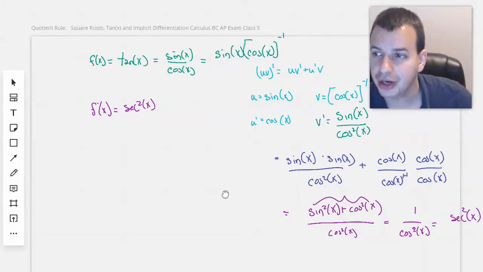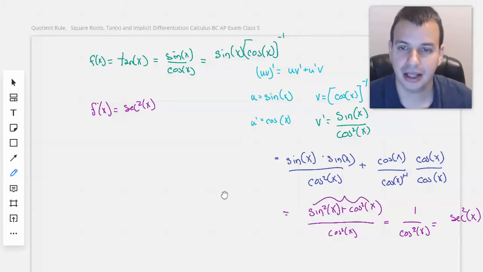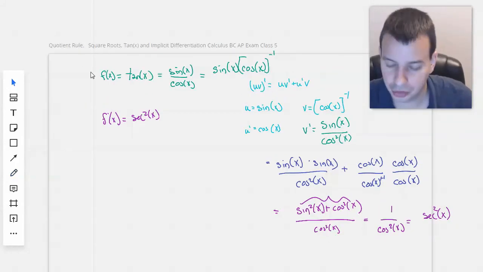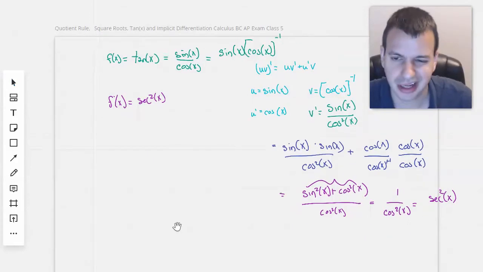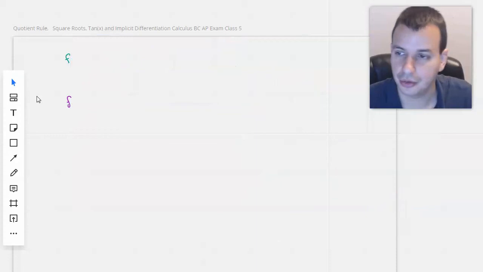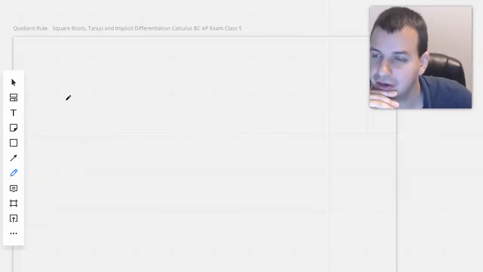Okay, so now that we know the derivative of tangent of x, which you should memorize, and we also showed how you can use the product rule and the chain rule together in place of the quotient rule, which I think is a good technique, we're going to move on to square roots. Now you probably guessed already how to do square roots. Maybe not. They're not hard. You just use the power rule. But it's good to show you just so that it doesn't catch you unawares.